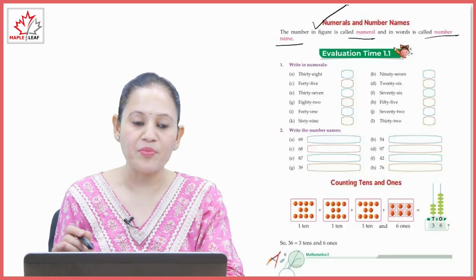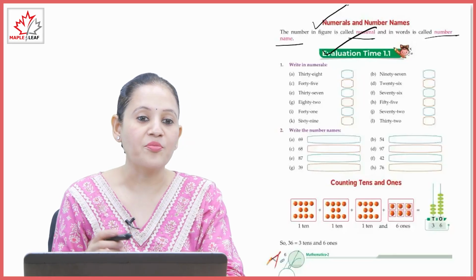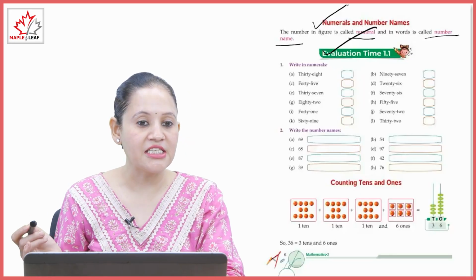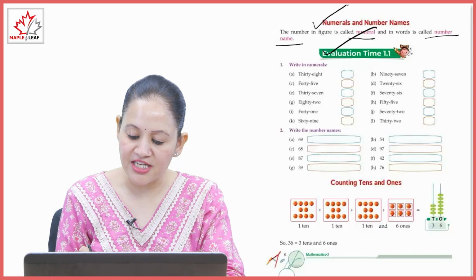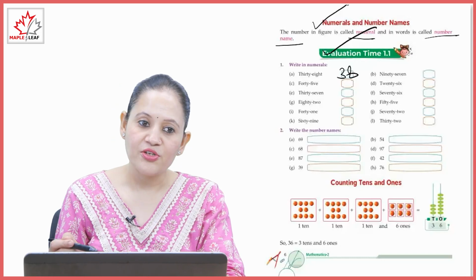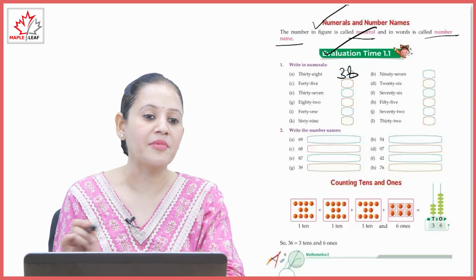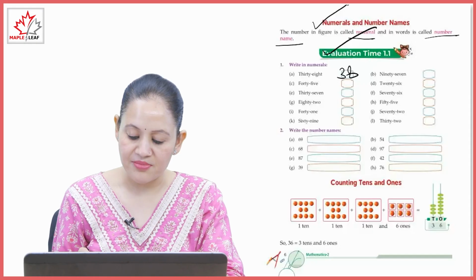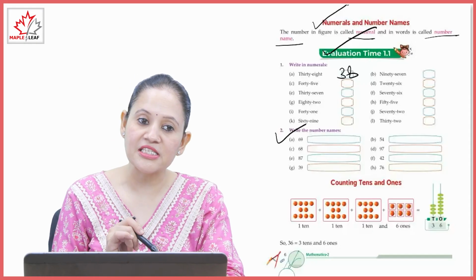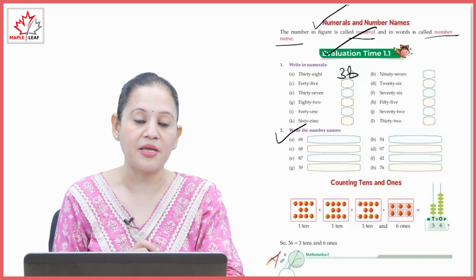Next is evaluation time 1.1. Write the numeral. First is 38. So number में हम लिखेंगे 38. Clear? So you have to write numerals for the given number names. Next, write the number names. Here the numeral is given and we have to write the number name.